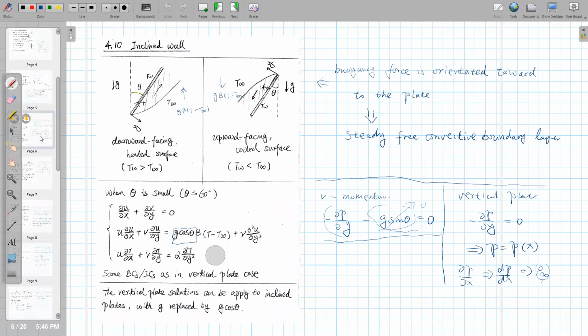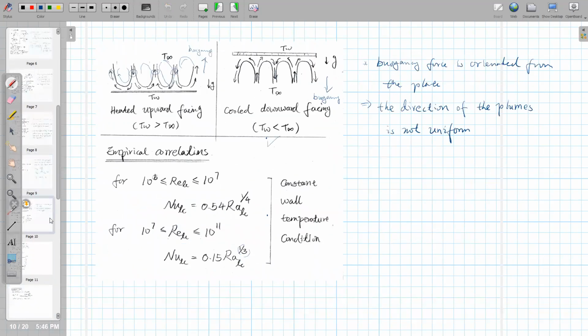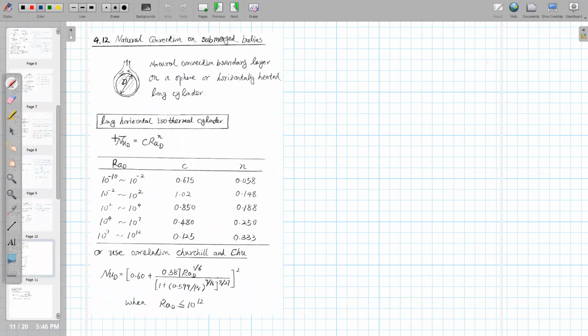We also have other situations where you have these empirical correlations rather than analytical results. One example is the natural convection on submerged bodies. Think about a sphere or a very long cylinder in cross-sectional view, and this sphere or cylinder has a diameter d, and a wall temperature Tw larger than T infinity, so that it causes the fluid to form a small free convection film trying to go up, and the two streams on the left and the right will merge in the middle and go up. In these cases, we also want to know what the Nusselt number will be.